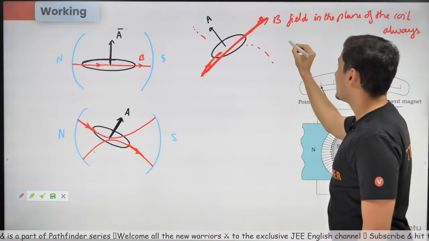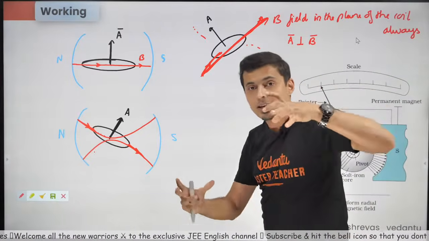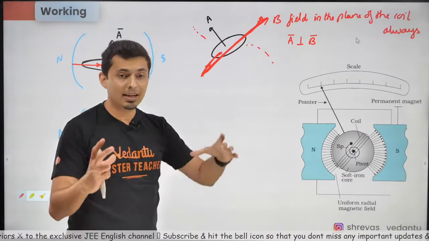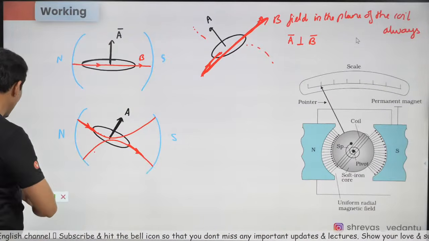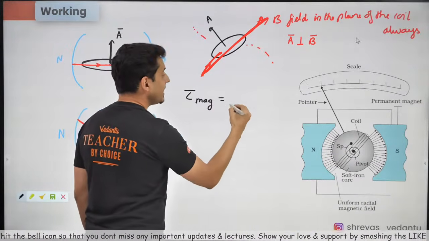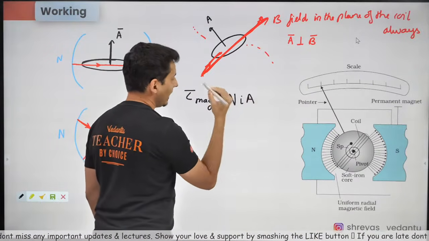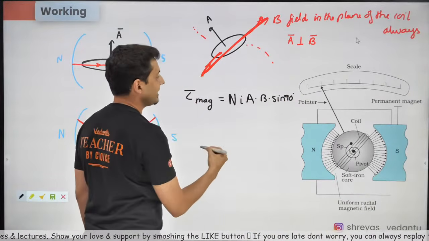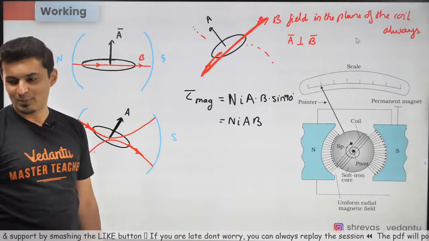That means that the area vector is always perpendicular to the field in any orientation. The magnetic field line is always perpendicular to the area vector no matter which orientation you take. That means that the torque which is acting due to the magnetic field will be N, number of turns, times I, the current flowing through the coil, times A, the area of the coil, times B times sin, because it is perpendicular, it will be sin 90. So it will be just NIAB. That's very, very important.